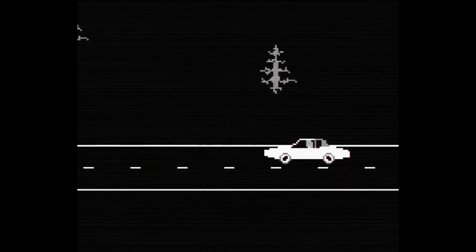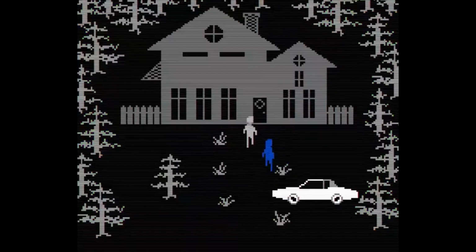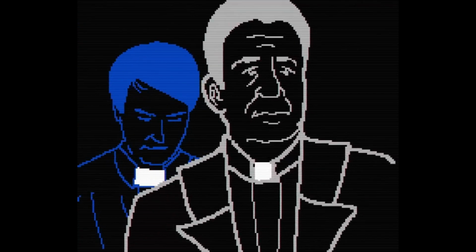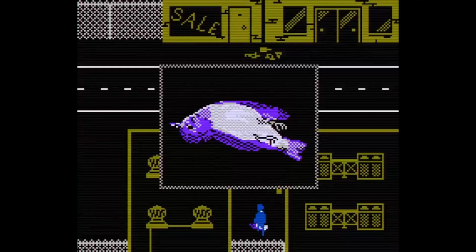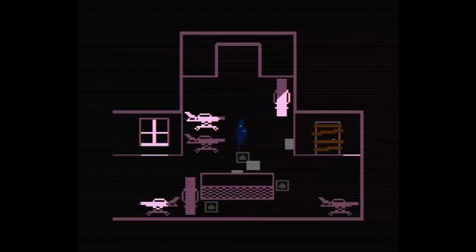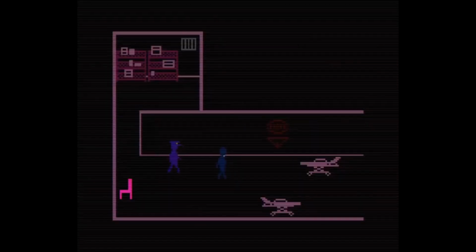Another example is Faith, which is a more recent game, and this time the technological limitations are self-imposed by the developer. This game uses very pixelized art and somehow manages to create really creepy imagery with it.